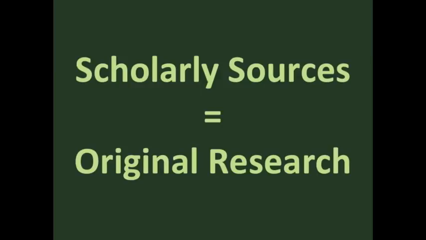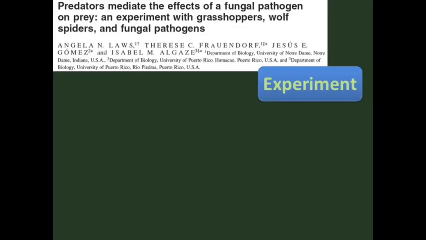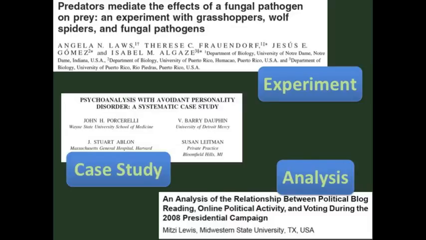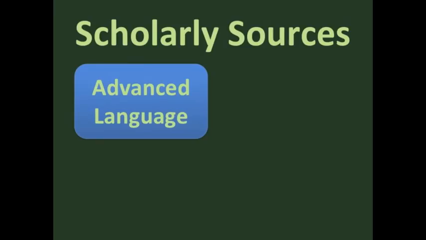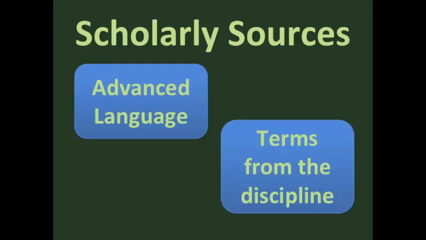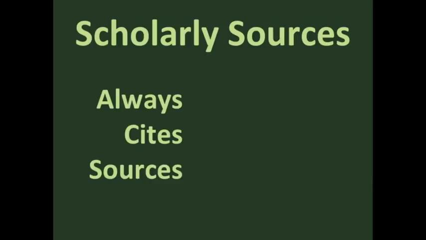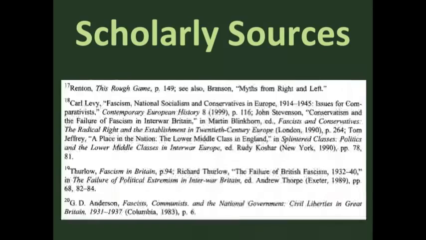Scholarly sources generally involve some sort of original research, like an experiment, case study, or analysis. The language used in a scholarly source is very advanced and includes terminology from the discipline of study. In addition, unlike a popular source, a scholarly source will always cite its sources. Look for a work cited or references list at the end, or footnotes at the bottom of each page.